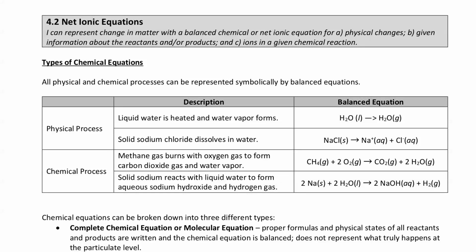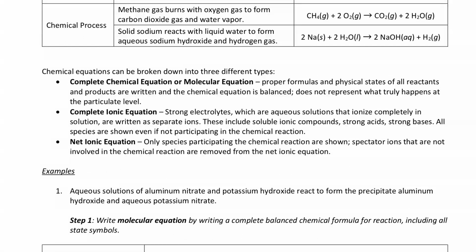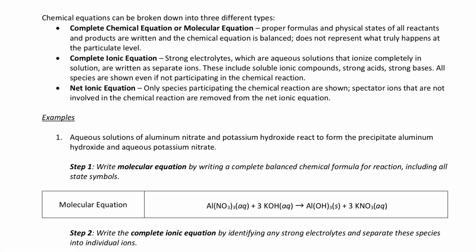Equations. Okay, we're going to be looking at all three types of equations that you might be asked to write. The complete chemical reaction, which is also referred to as the molecular equation, the complete ionic, and the net ionic. Now, we've seen already, as we talked about physical and chemical changes, that both physical and chemical processes can be represented with equations. Okay? But these three types of equations are going to be what you are asked to write.